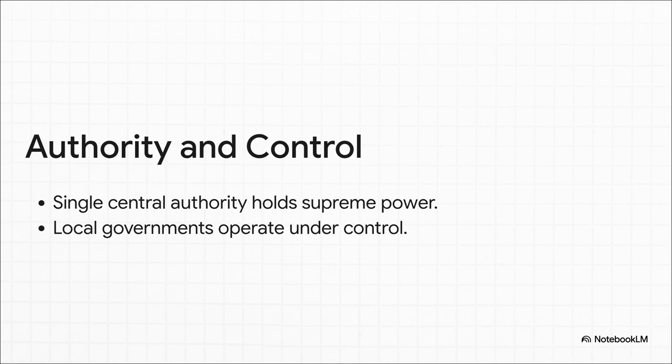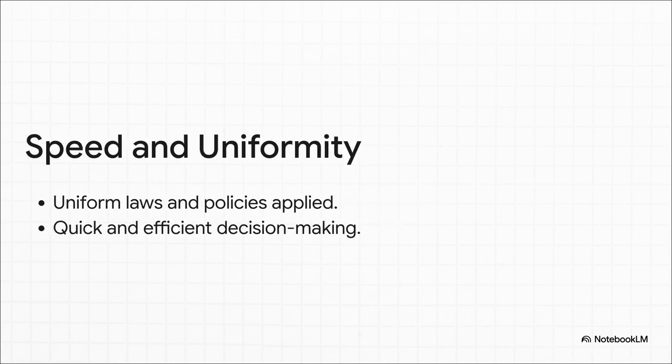The control is absolute. Now, let's look at the real-world operational impact of that downward flow. Because power is entirely centralized, uniform laws and policies are applied throughout the entire country. There's no messy patchwork of different laws across different regions. What is legal in the north is exactly the same as what is legal in the south. Furthermore, because you aren't waiting around for dozens of different regional legislatures to agree on something, decision-making is usually incredibly quick and efficient. The center decides, and boom, the nation adopts it.